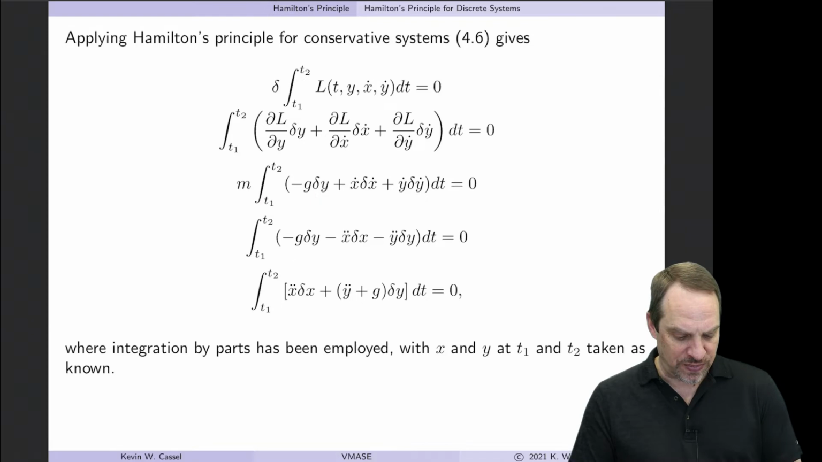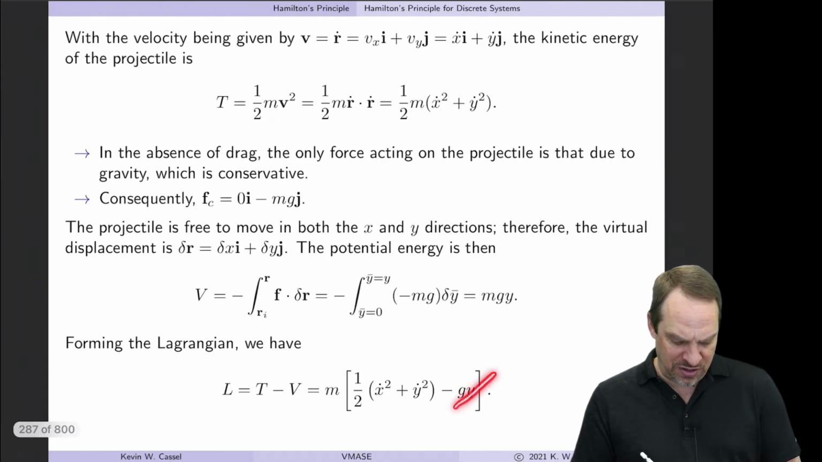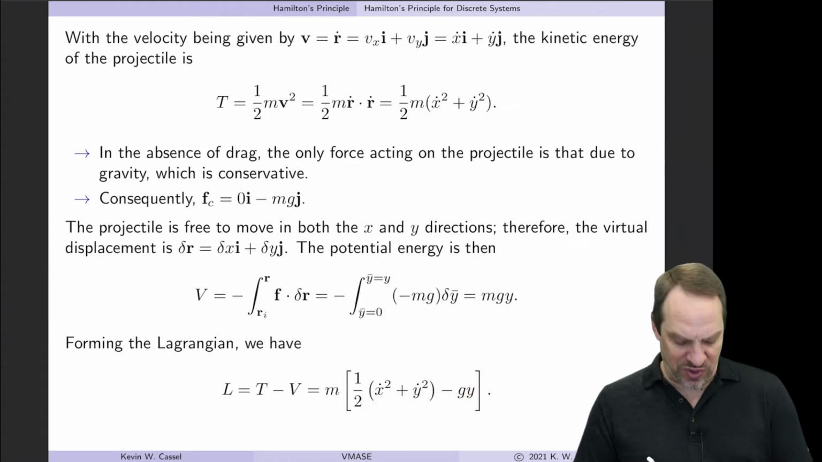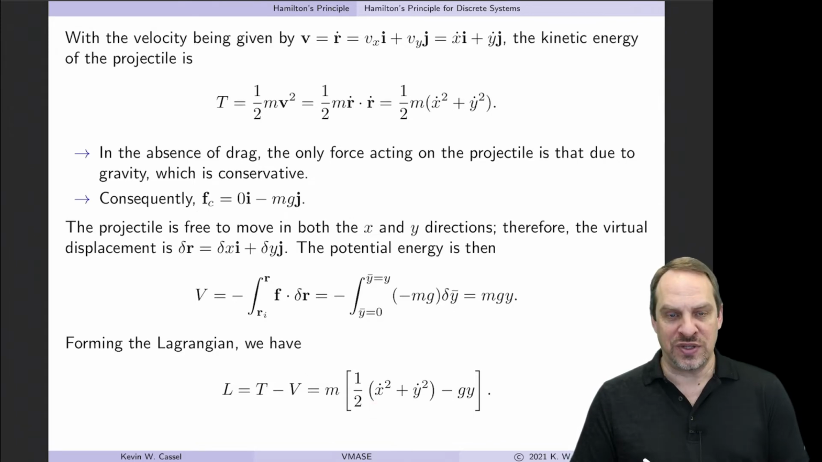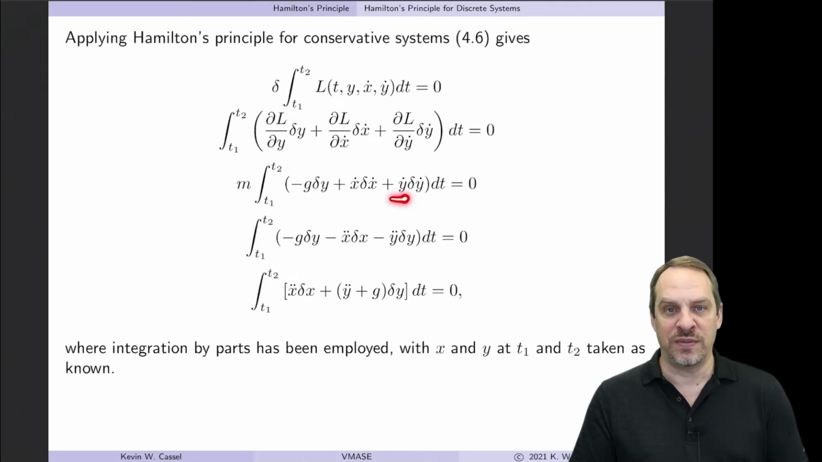M's out front here. Partial L partial x dot, no x dot here, no x dot here. We have a half m times x dot squared. So the partial derivative of this with respect to x dot is m times x dot. The twos cancel. Same thing for partial L partial y dot. That's just m times y dot.